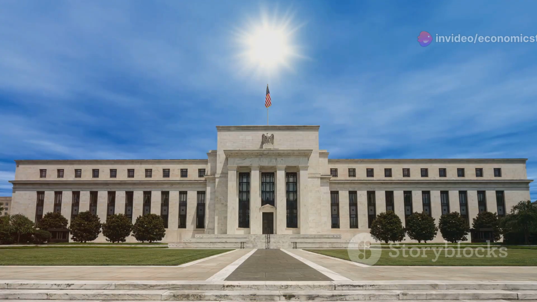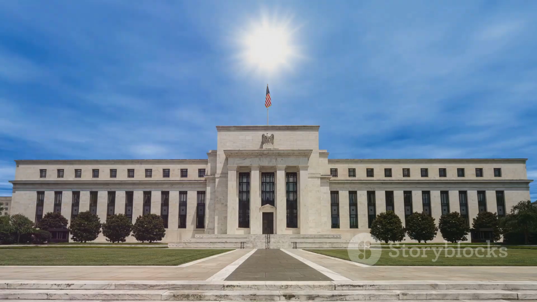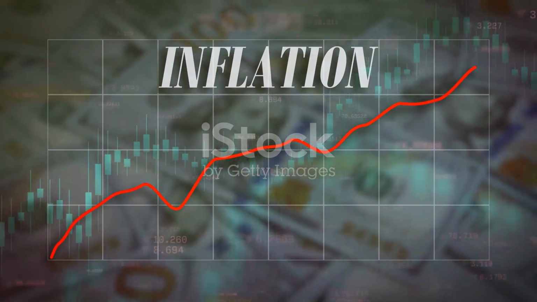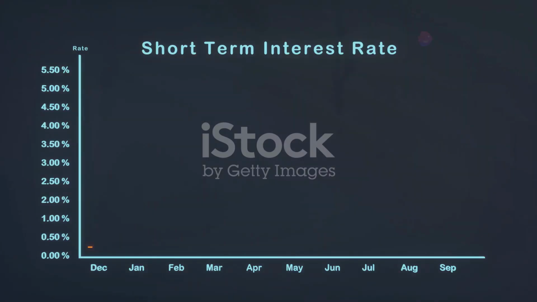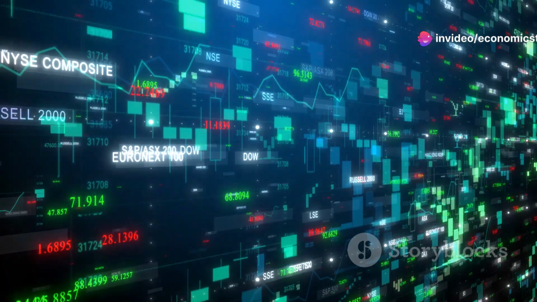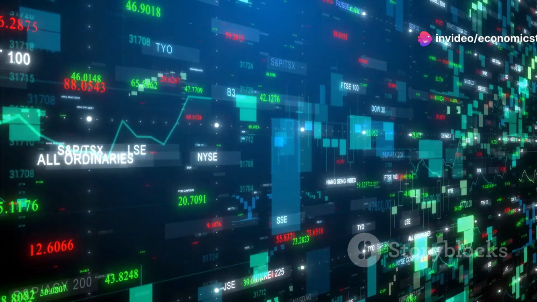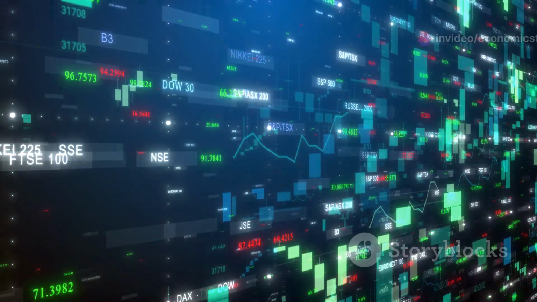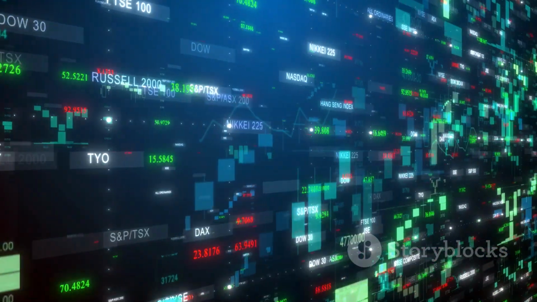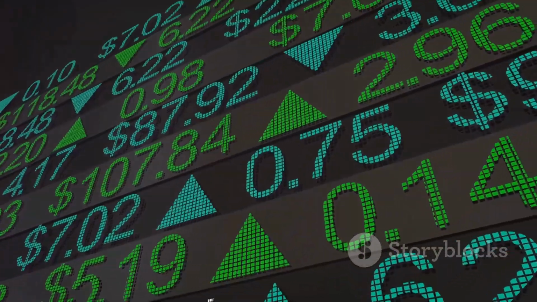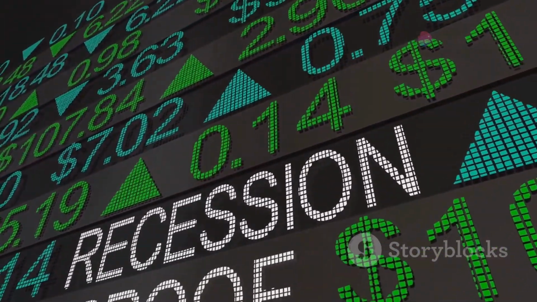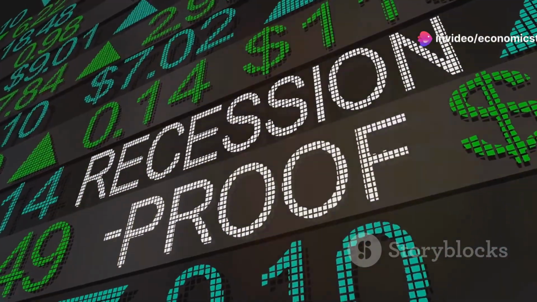The US Federal Reserve is facing a delicate balancing act. Its goal is to curb inflation without triggering a recession. The Fed's primary tool for achieving this is interest rates. By raising rates, the Fed makes borrowing more expensive for businesses and consumers, which can slow down economic activity and, in turn, inflation. However, raising rates too aggressively risks pushing the economy into a recession.